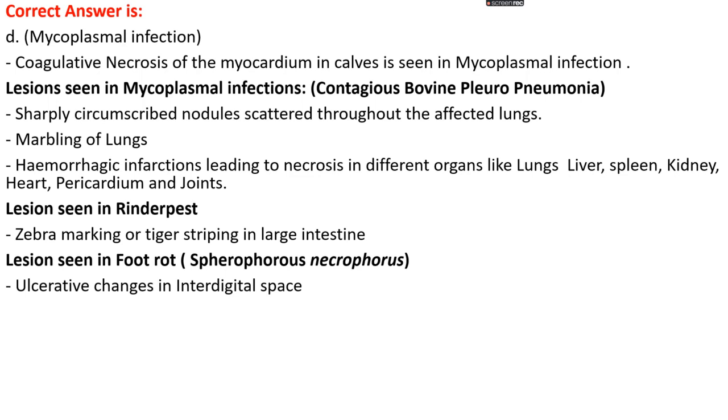And if we see the lesions which are seen in rinderpest, that is zebra marking or tiger striping in the large intestine. And the lesions which are seen in foot rot, that is Spherophorus necrophorus infections, are ulcerative changes seen in the interdigital space.